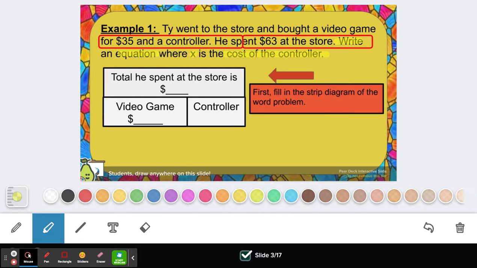Another important piece of information is that when he went to the store, he bought a video game, and actually let me use a different color. He bought a video game for 35 and a controller, okay? And we know that he spent 63, okay?